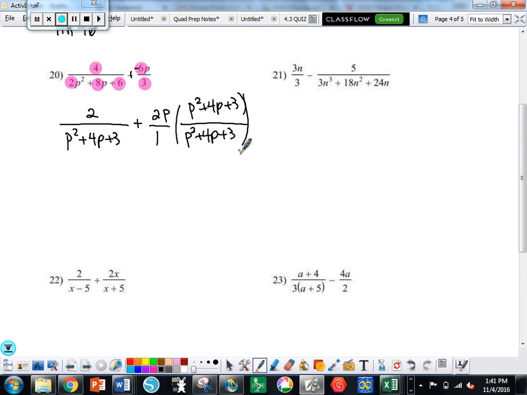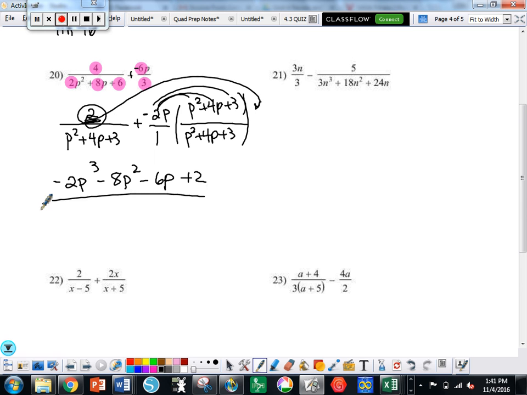Then, when I distribute, I will have 2p negative 2p cubed minus 8p squared minus 6p, and then taking that one out there, plus 2, so I moved it from here to the end, that's okay, all over p squared plus 4p plus 3.